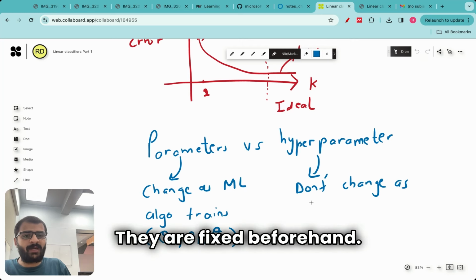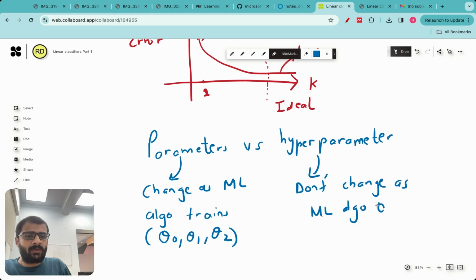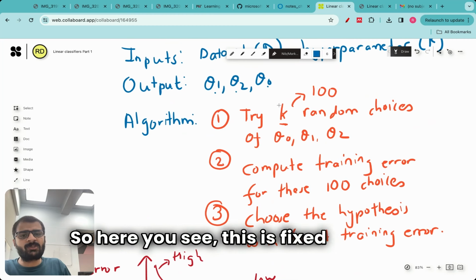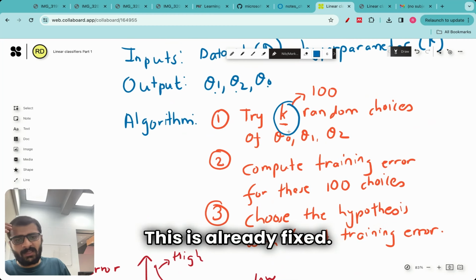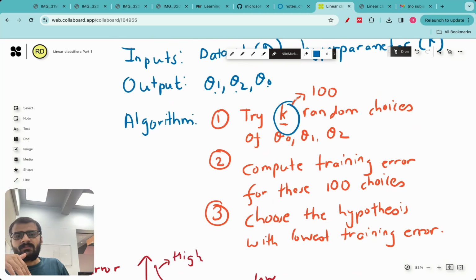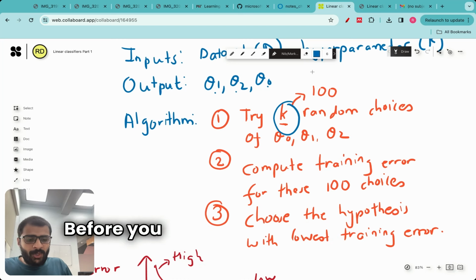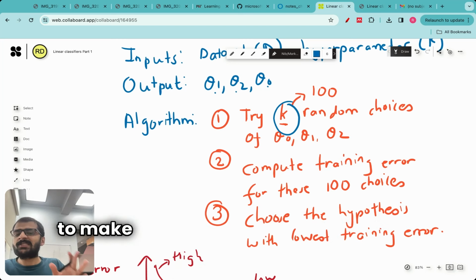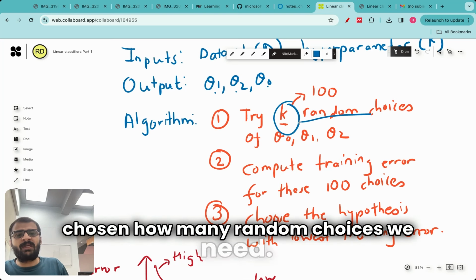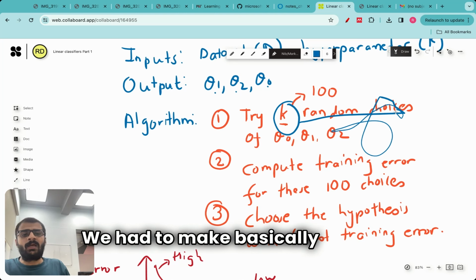They are fixed beforehand. So for example, the parameter k is fixed before this. Here you see this is already fixed. It does not change as the training procedure continues, and this shows up in several different machine learning algorithms. Before you train the machine learning algorithms, you have to make some choices, such as here we have chosen how many random choices we need. That is k, right? That's a choice which we had to make.